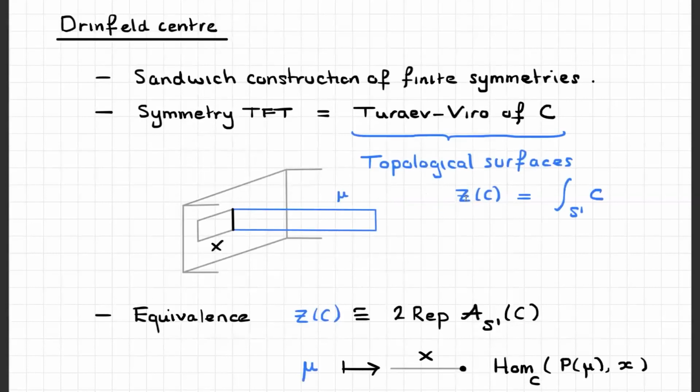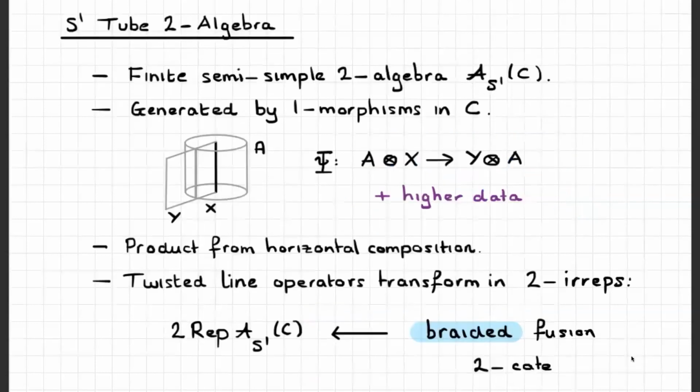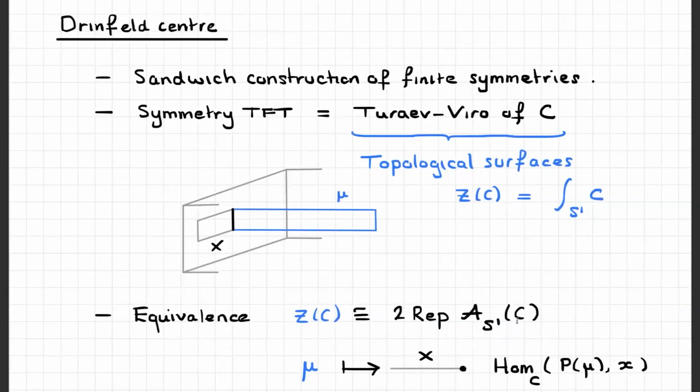Again, the sandwich construction is the same, except now we're dealing with surfaces in the bulk. So we have a 4D Douglas-Reutter theory based on C. And the 2-representations should be labeled by the topological surfaces in it, which are captured by the Drinfeld center. And the equivalence works in very much the same way, at least at a basic level, at the top level.